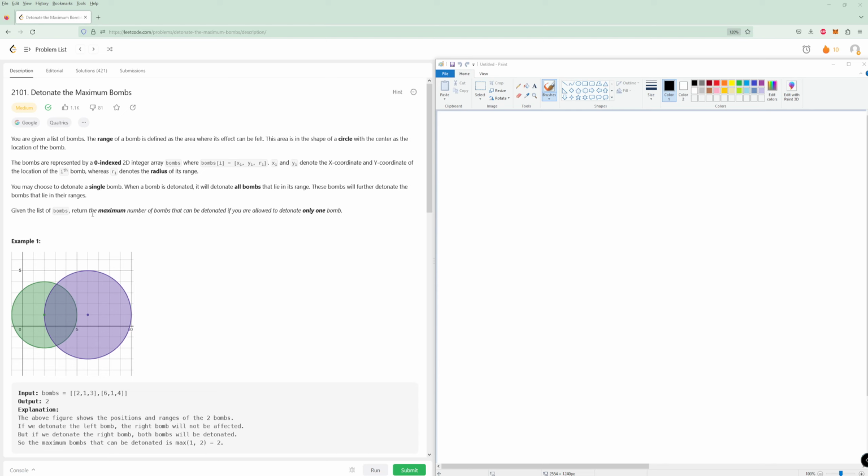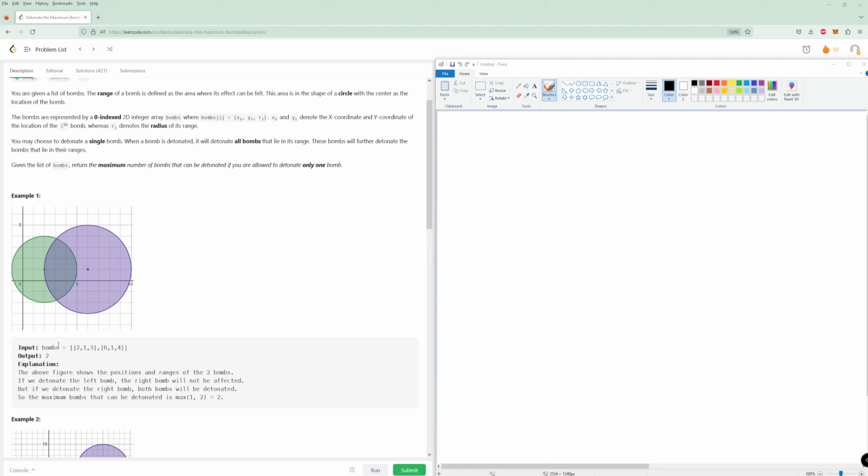Given a list of bombs, you may choose to detonate a single bomb, and when it's detonated, it will detonate all bombs that lie in its range. These bombs will further detonate the bombs that lie in their range. Return the maximum number of bombs that can be detonated if you're allowed to detonate only one bomb. So let's look at the example.